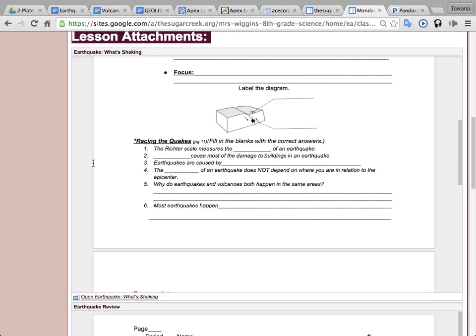And you just finished this portion on your notes. Most earthquakes happen near a subduction zone. They both cause plate movement.